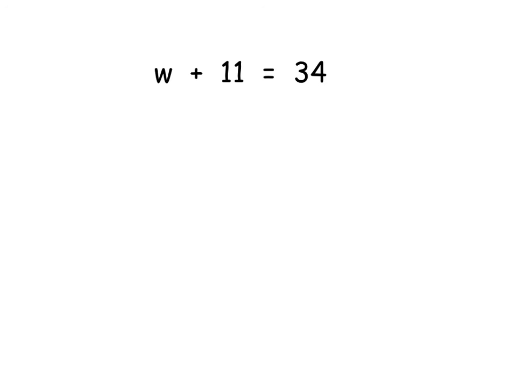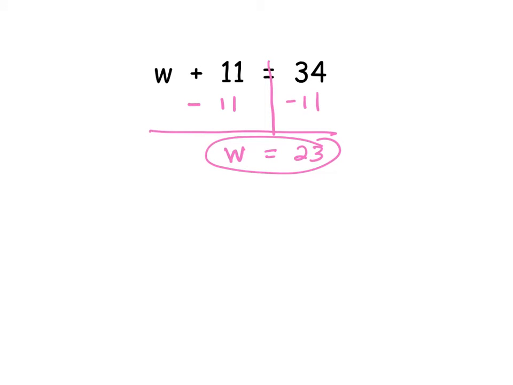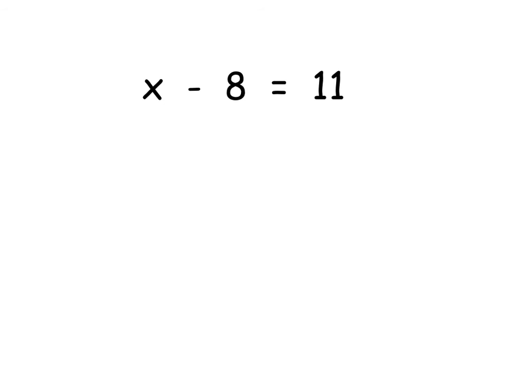What solving step do we need to take in order to isolate W? The opposite of adding 11 is to subtract 11 on both sides of the equal sign. What is the solution? The solution or answer is W equals 23. Let's go to our second equation.